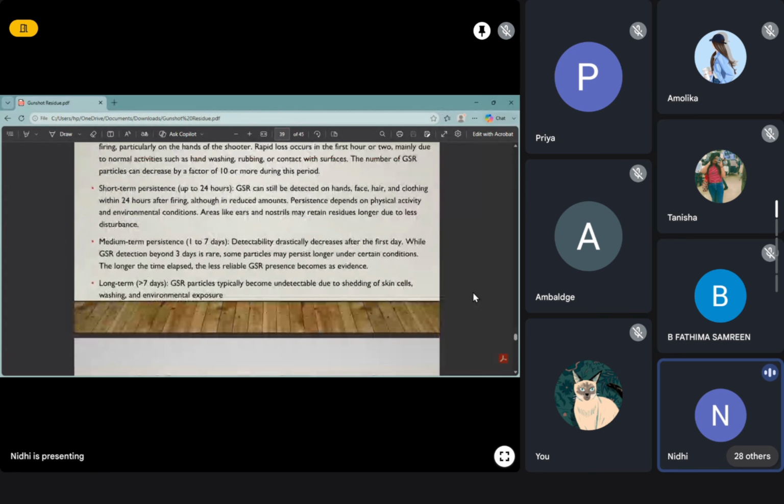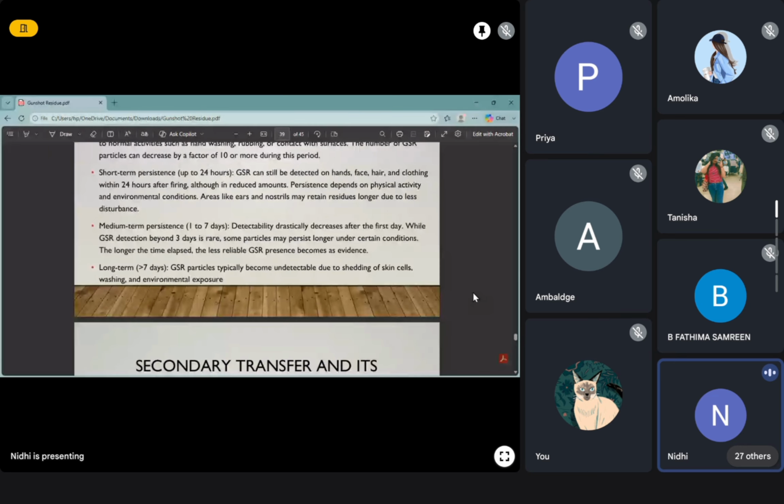Then short-term persistence, up to 24 hours. GSR can still be detectable on hands, face, hair and clothing within 24 hours after firing, although in reduced amount, because there might be wind. You will be having fans in your home, you will be sitting under that fan, you might be sleeping on a bed, so that might get transferred to your bed, that might get transferred to your sofa, that might get removed because of the wind. So you will be able to find it, but in reduced amount. So persistence depends on physical activity and environmental conditions.